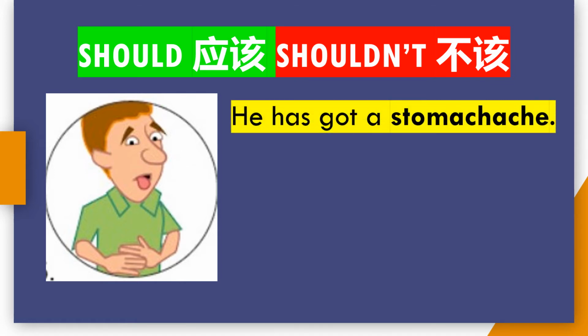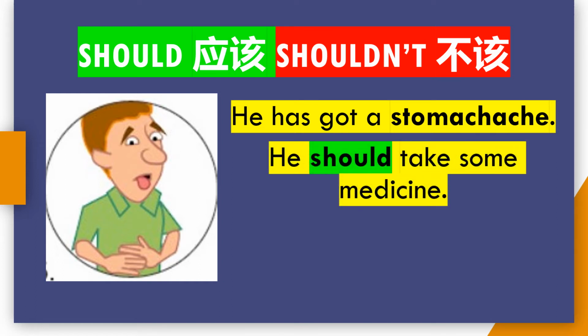What we learn here is how we use should and shouldn't when we are giving advice. When somebody does something, we tell them they should do or they shouldn't do. Should is something good, and shouldn't is something not good if they do it. For example, number 1, he has got a stomach ache. What should he do? He should take some medicine. Why? Because the medicine will help him, so he will not have a stomach ache. So if you have a stomach ache, you should take some medicine.